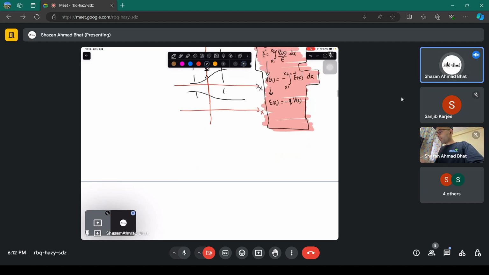Now, what happens if you know this energy? You can compute concentrations, the electron concentrations and the hole concentrations.